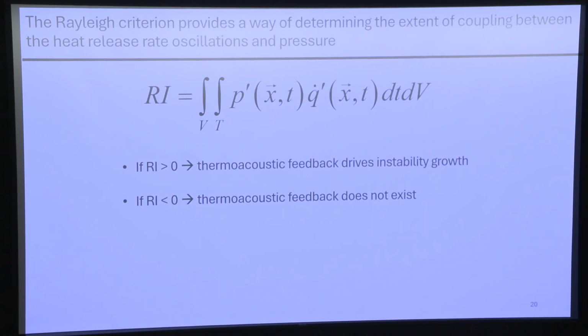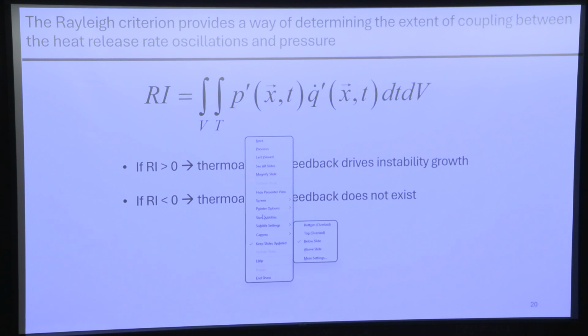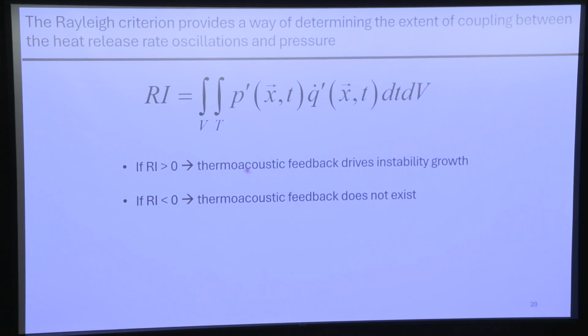I killed it. Shouldn't have left it on. So the Rayleigh index. Here we go. Get my pointer options. Here we go. You have your pressure fluctuation and your heat release rate fluctuation.